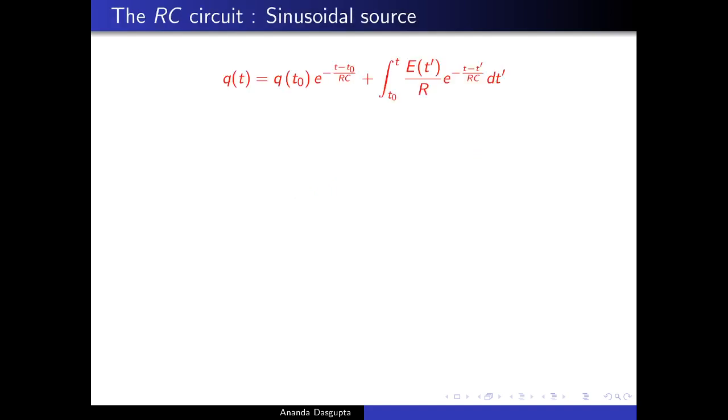Well, let's move on to a slightly more interesting, or non-trivial, case where we assume that the EMF source is not a constant, as I did in the last example, but a sinusoidal function of time. So this, of course, was a general result that we had derived. Now, let's assume that E of t is E0 cosine of omega t plus phi 0. So that's something which we have to plug in here.